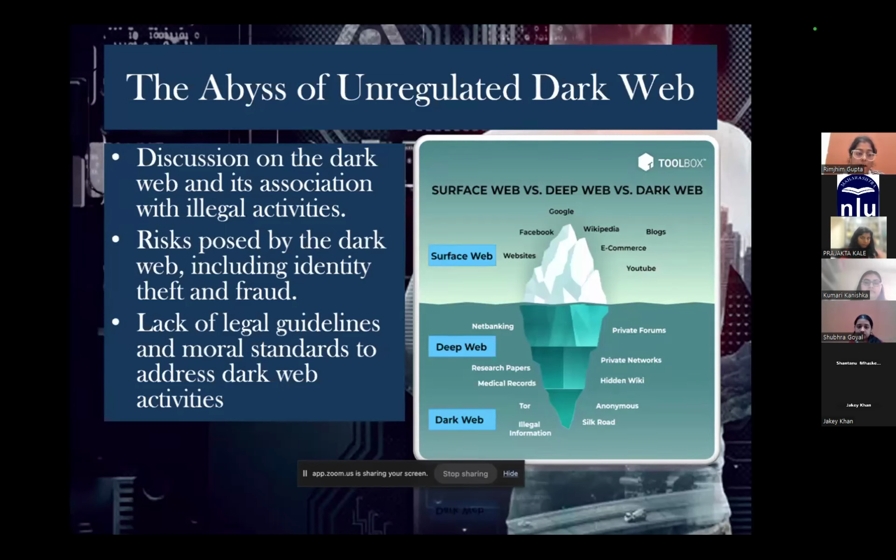Society and the state are unable to adequately address the problems posed by this regime if there is a lack of sufficient legislation and accountability, and women are one of the most sought victims in this arena of dark web. Over to Kanishka.